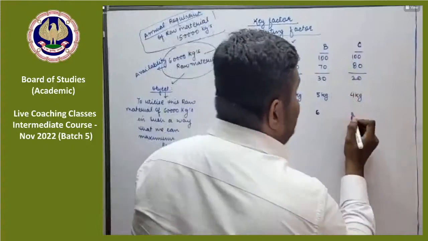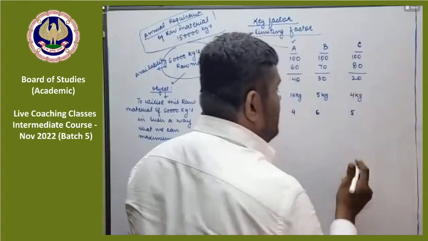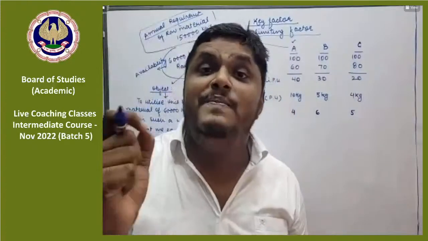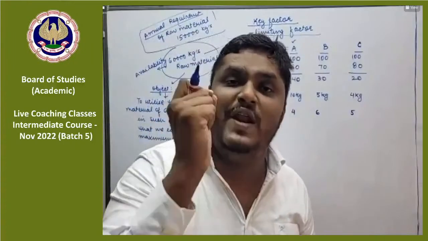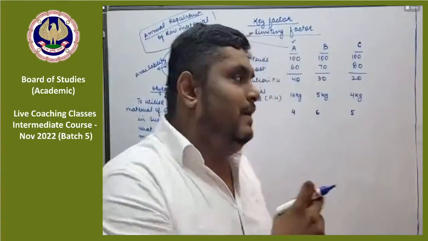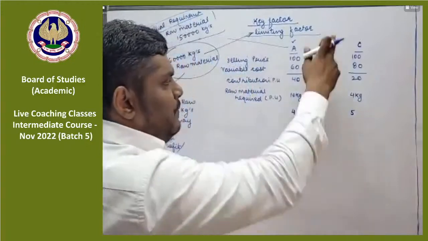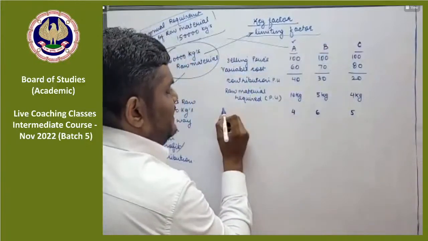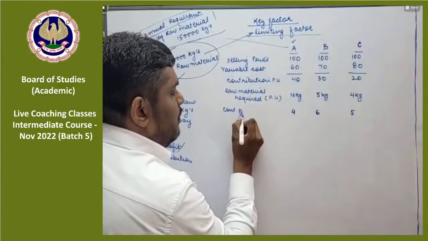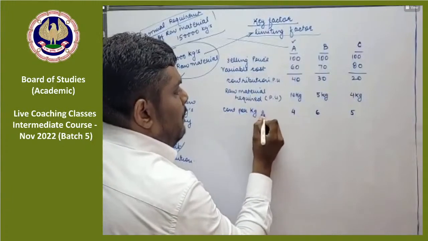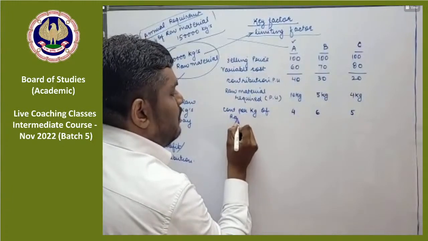And here in this case, we are getting a profit of 5 rupees. So now, product B is more profitable because for every unit of raw material, we are getting the maximum profit in product B. So this is what we call contribution per kg of raw material.